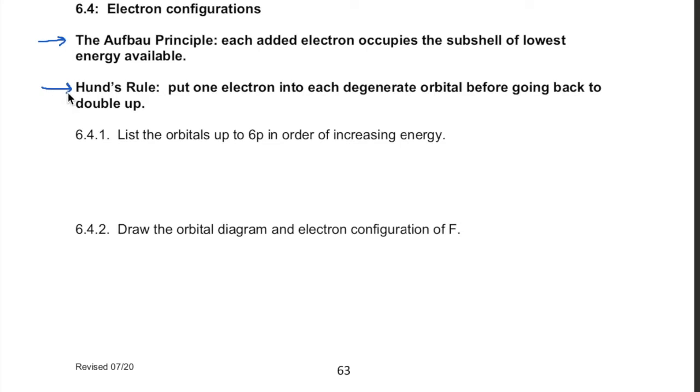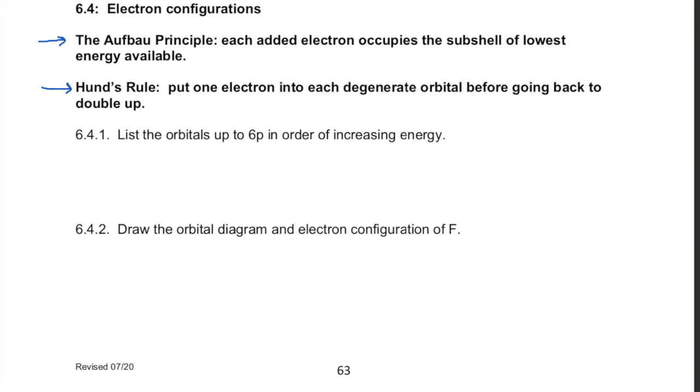And then there is another rule, we'll show it in this second example, that when you do have many orbitals that are the same energy, you're going to put one electron in each of those orbitals first before you go back and double up. So we'll see that in this second example. First, let's go ahead and list the orbitals in order of increasing energy. We did that at the end of the last lecture.